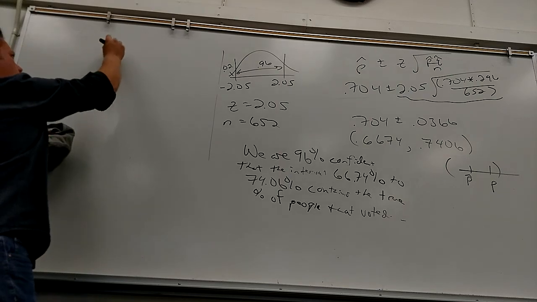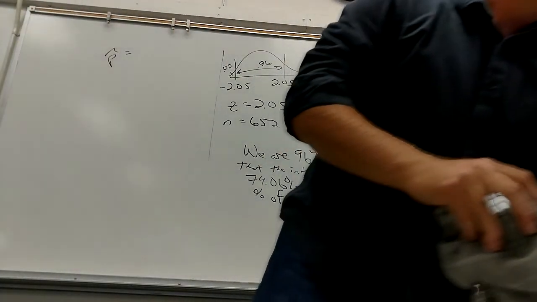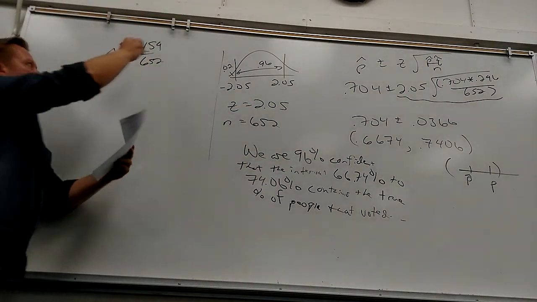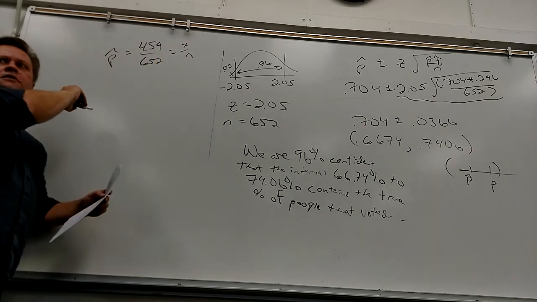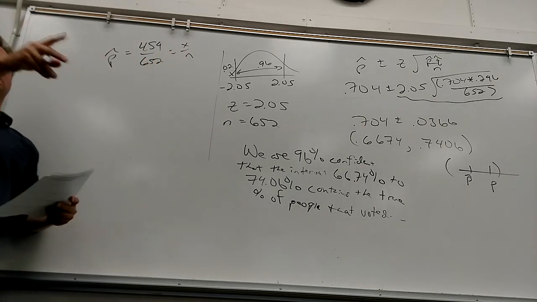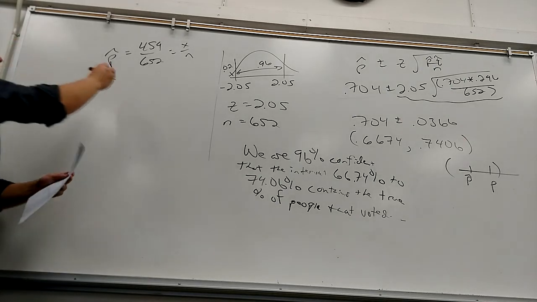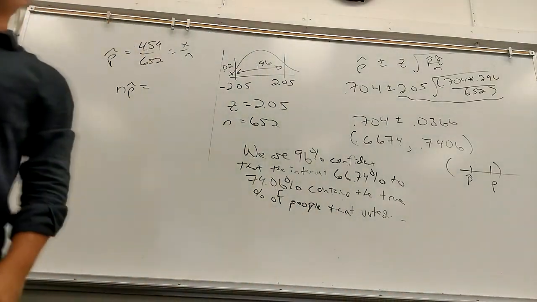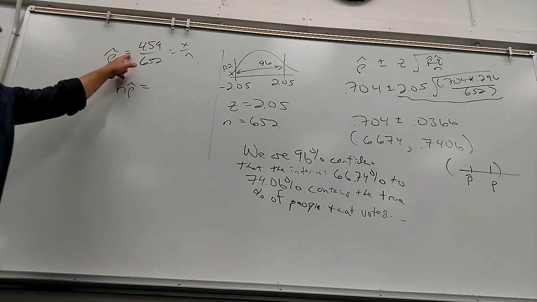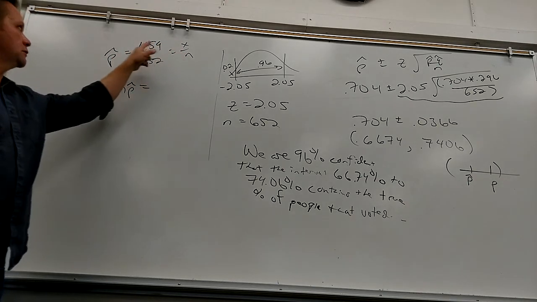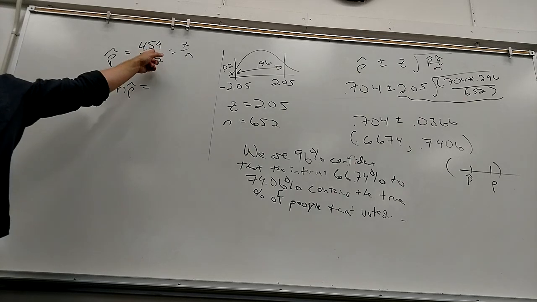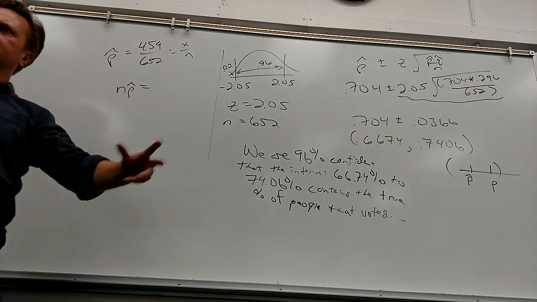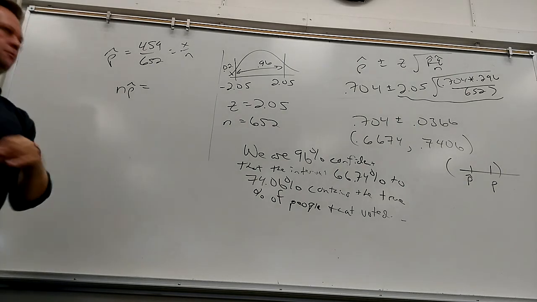The really funny thing, remember P hat was 459 over 652, right? Which is X over N. So can somebody tell me, without doing much work, I know the P hat was like 0.704 when you rounded it. What is NP hat going to be? P hat is X over N. So N times P hat must be 459. It's the number of successes. So that's the number of successes I see in my sample, 459.